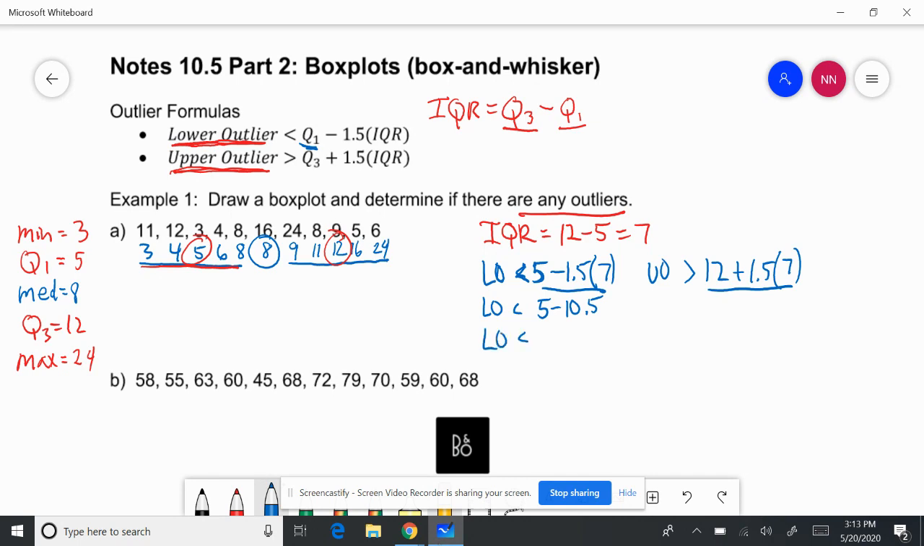5 minus 10.5 is negative 5.5. So we're going to see, is there anything lower than negative 5.5? And the answer is no. The lowest number is 3.